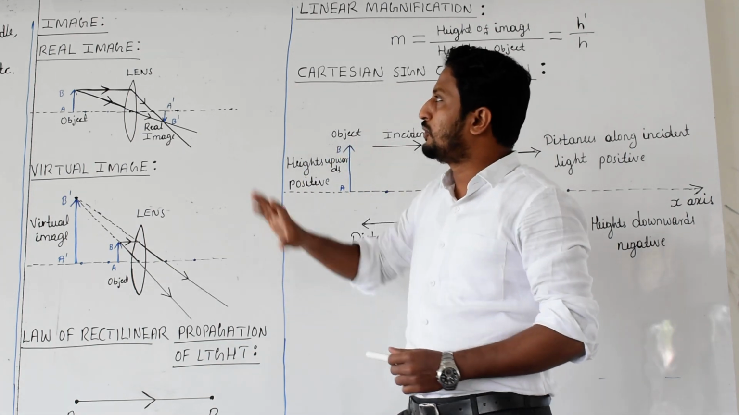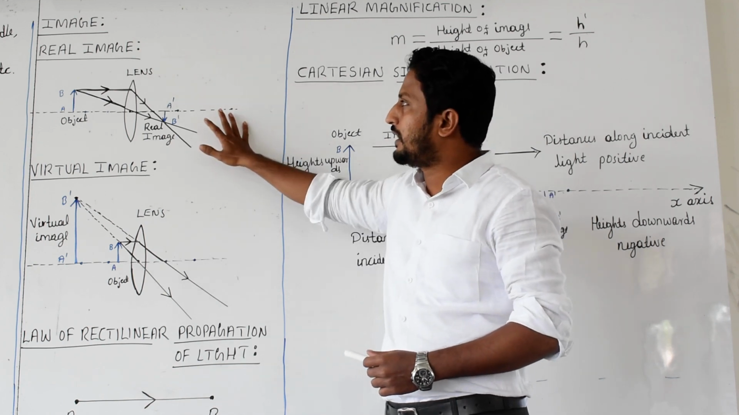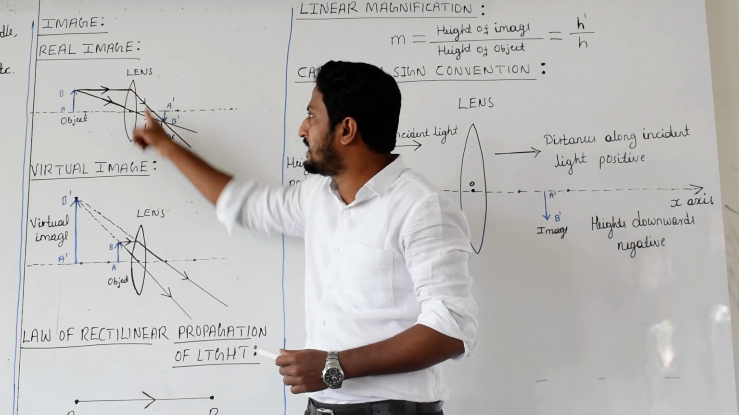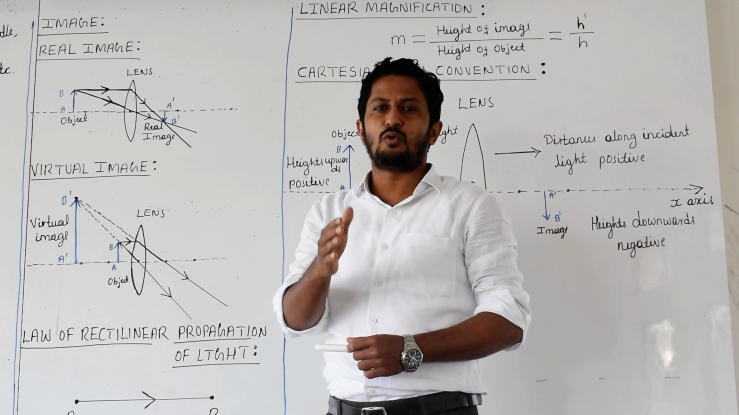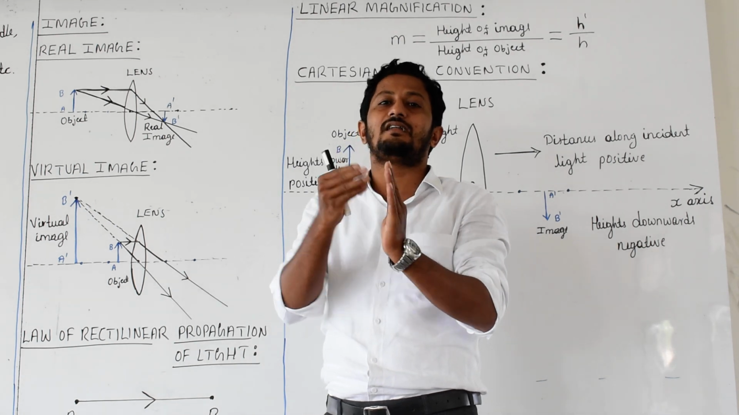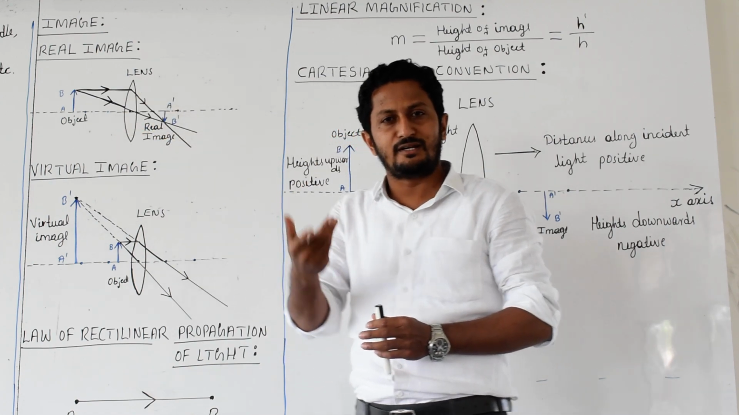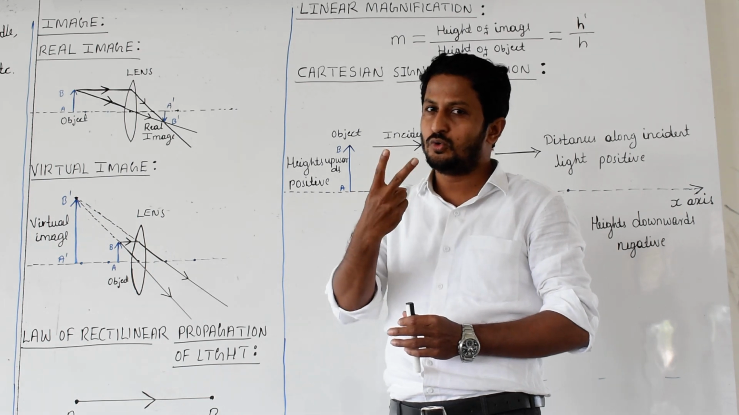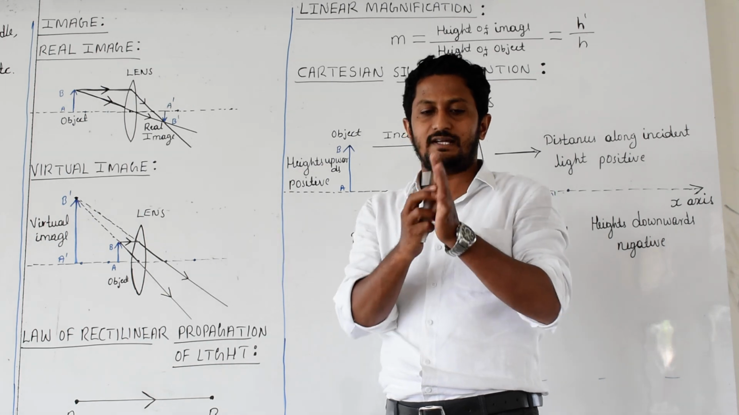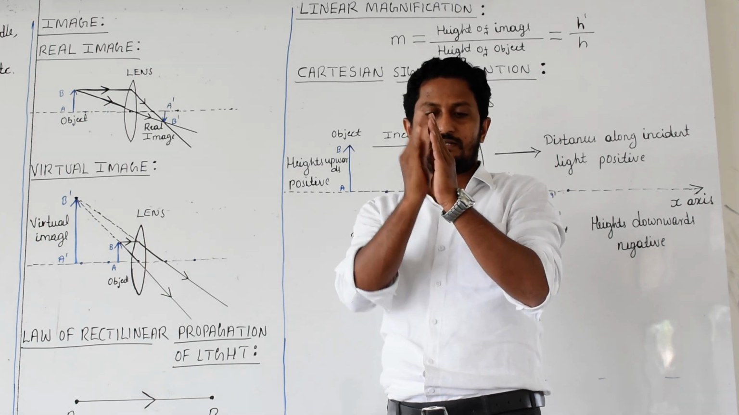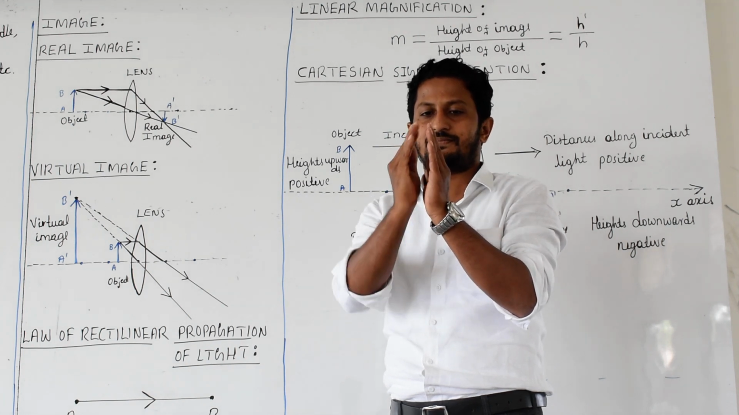See here. Look at this diagram of a real image. Here I have taken a biconvex lens. Lens means an optical medium bounded by two spherical refracting surfaces. Refracting means what? When light, see, like this type, it is a biconvex lens. This side curved and this side also curved, I mean spherical surfaces.